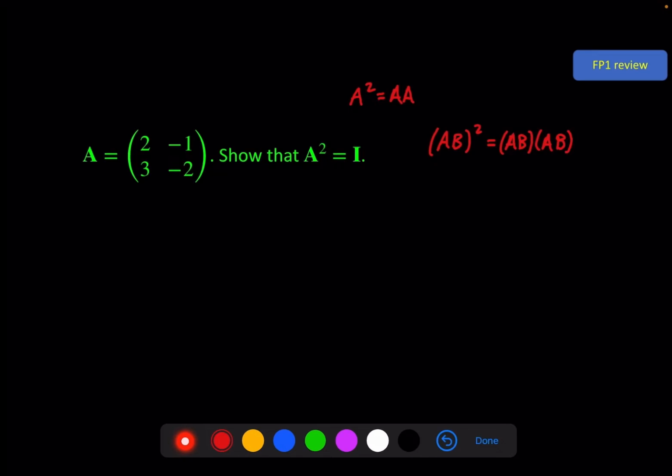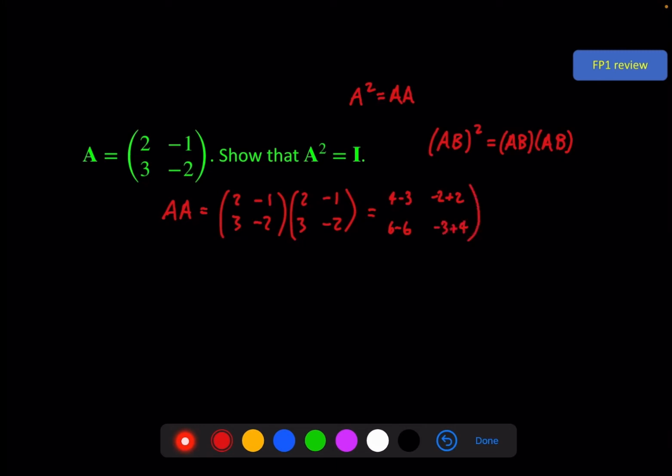So here we need to show that A times A, which is 2, minus 1, 3, minus 2 times by itself, is going to give us the identity matrix. To show this, we just go ahead and do the multiplication. Here we have 4 minus 3, 4 minus 3, I'm just going to write like that for now. Minus 2 plus 2. Second row, first column is 6 minus 6. And second row, second column, minus 3 plus 4.